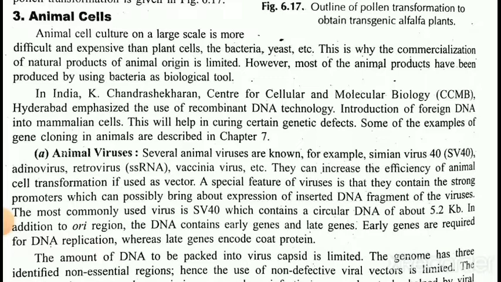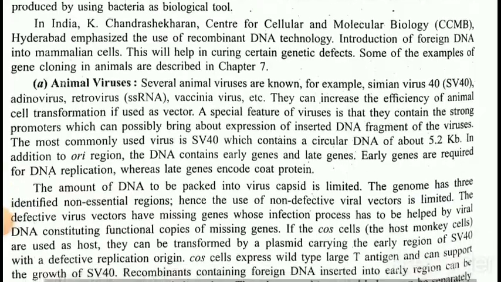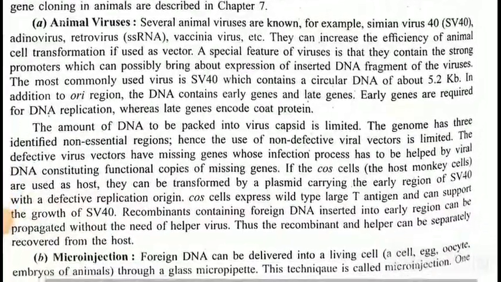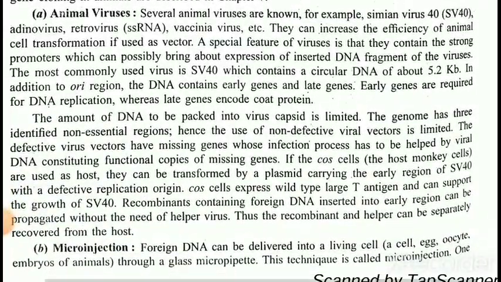A. Animal viruses. Several animal viruses are known, for example, simian virus 40, SV40, adenovirus, retrovirus, ssRNA, vaccinia virus, etc. They can increase the efficiency of animal cell transformation if used as vector. A special feature of viruses is that they contain strong promoters which can possibly bring about expression of the inserted DNA fragment of the viruses.